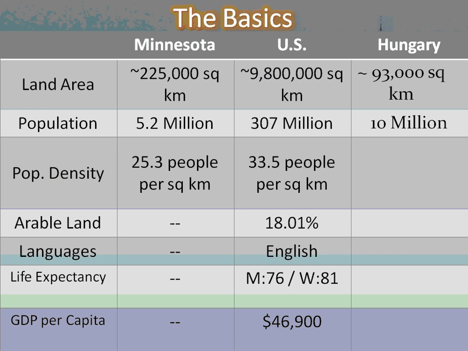So who can tell me something about population density? Yes, Elijah. You think it's going to be greater than Minnesota? Why? Because there's less land area and more people, and you are exactly correct. 111 people per square kilometer. Quite a bit more crammed or packed. It's more dense.